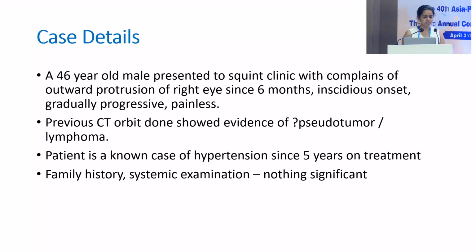So about the case, a 46-year-old male presented to the Squint clinic with complaints of outward protrusion of right eye since 6 months, insidious in onset and gradually progressive, painless. Previous CT orbit done elsewhere showed evidence of pseudotumor and lymphoma, and hence was referred to a tertiary center. Patient is a known case of hypertension since 5 years on treatment, and family history and systemic examination were nothing significant.